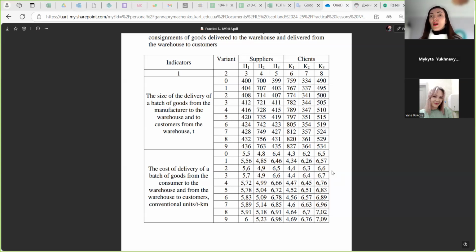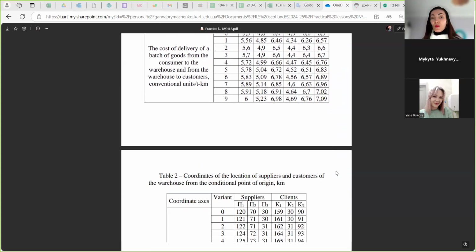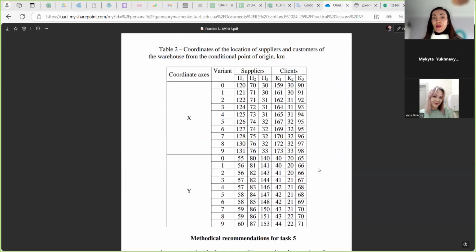Okay. Now we need to find our second parameters. It is distance by axis y. It is our last column and last line. So we used for zero variant, for example, it is 65 kilometers. For first variance, it is 66 kilometers. For second, also 66. Now find the information for your variants, please. Okay.